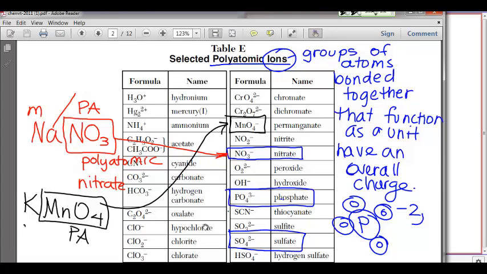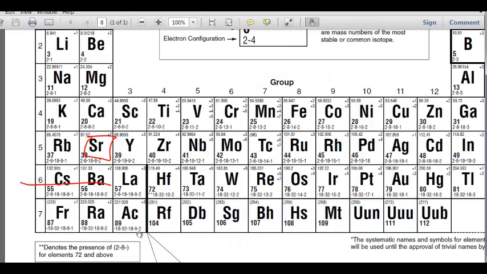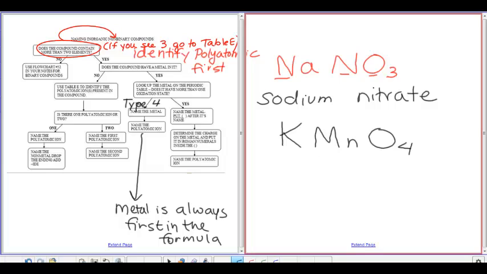K is to the left of the stairs, that's a metal. When there is a metal, you always got to look it up on the periodic table to see how many oxidation states it has. K only has 1. So as I'm naming this, I name my metal potassium. I name my polyatomic, right off the table. Take the name right off the table. Again, no dropping the ending and adding IDE. Most polyatomics, not all, but most end in something other than IDE.